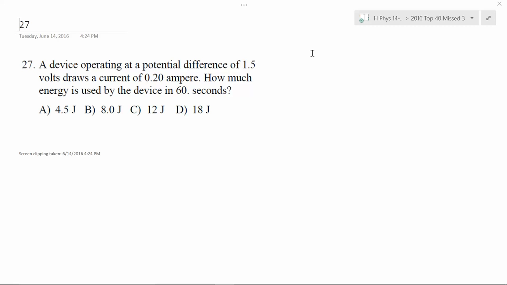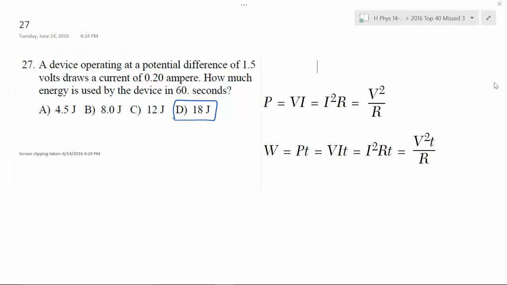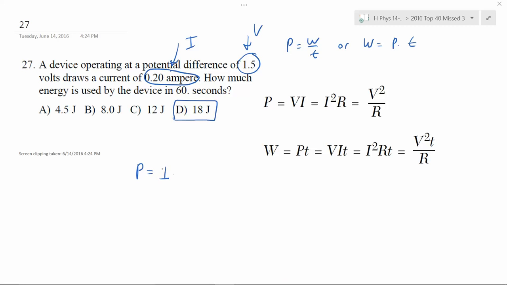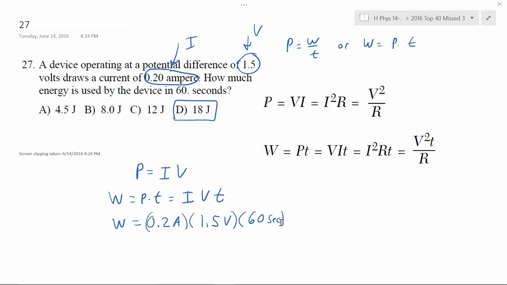27. D. Recall, power is work divided by time, or work is power times time. This is the same thing, but we're using electrical power. In this particular case, since we know the I, the current, and we know the voltage, V, we're going to do power equals IV, or work is power times time equals IVt, and then you substitute in with units. Now, this one, they gave it to you in seconds. Sometimes they like to put that as 1 minute or 2 minutes, and you need to make sure you put that in seconds in order to do the question. But the answer is 18 joules.